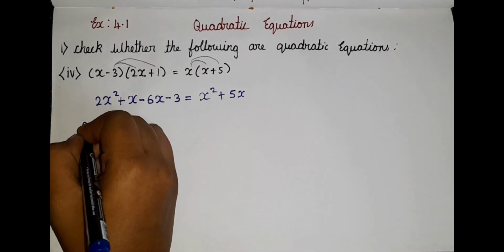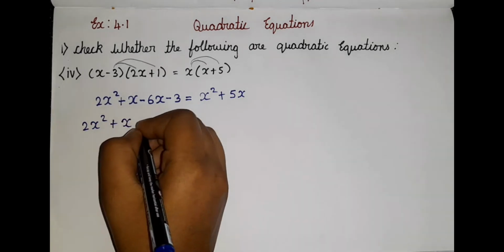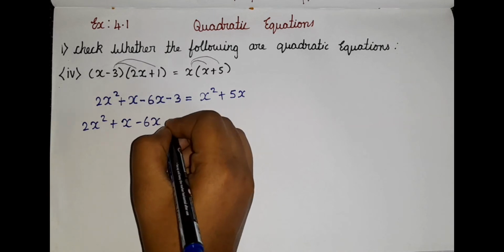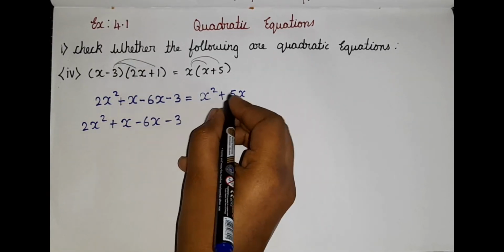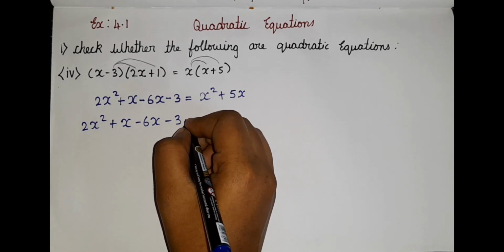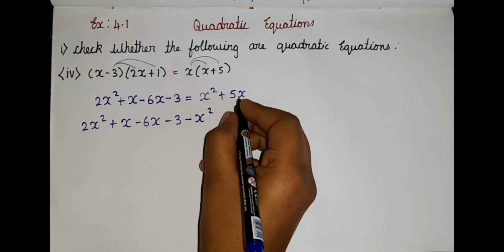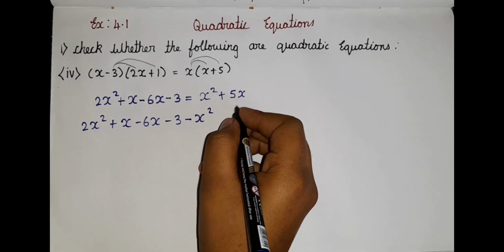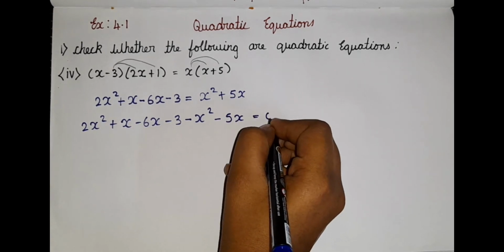Alright. Now let's write 2x square as it is plus x minus 6x minus 3. Let's get this x square, these terms to the left side. When I get this x square to the left side, it changes into minus x square. And when I get this plus 5x to the left side, it changes into minus 5x and then we can just write is equal to 0.